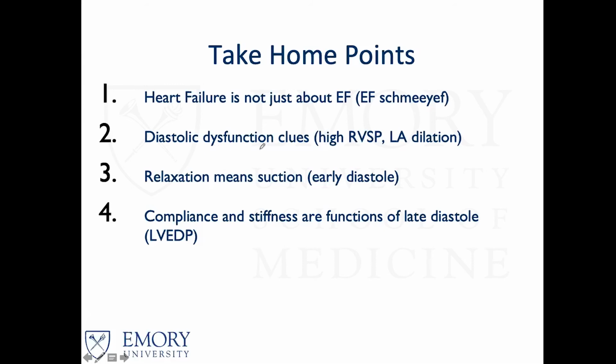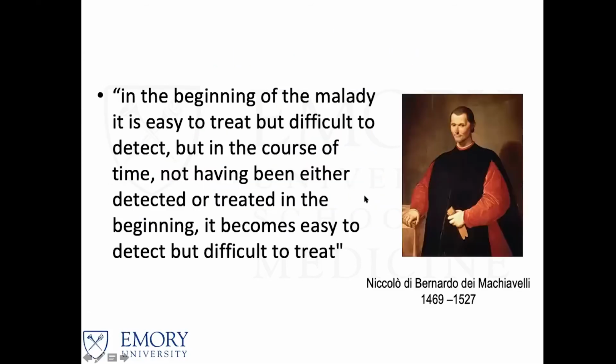The diastolic clues: always look at what your RVSP is and what your left atrium is doing when you're trying to assess diastolic function. And the numbers to remember: the TR velocity of 2.8 and a left atrial volume index of 34 or more. And then remember that relaxation really means suction in early diastole, and compliance of the left ventricle is more a reflection of late diastole, and that tells you how stretchy or how stiff the left ventricle is.